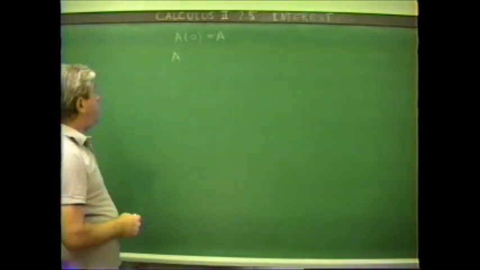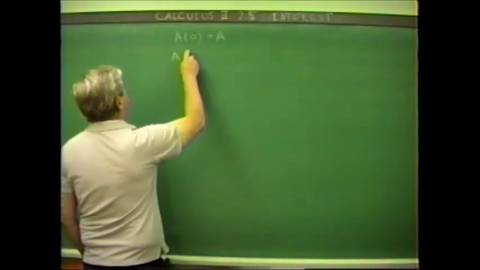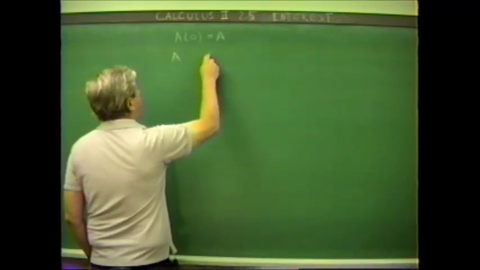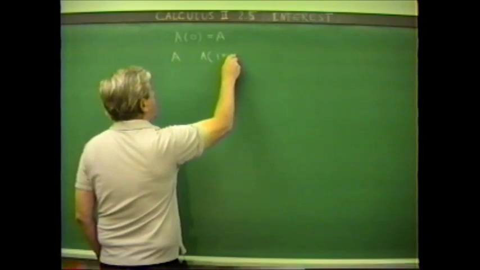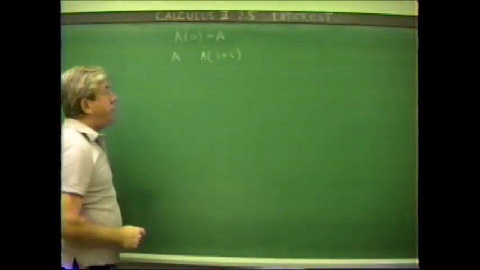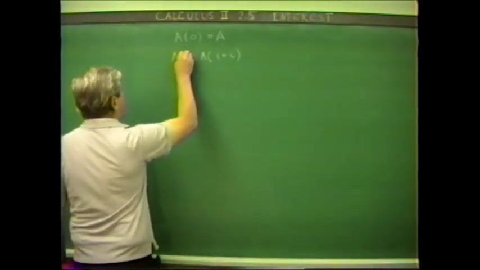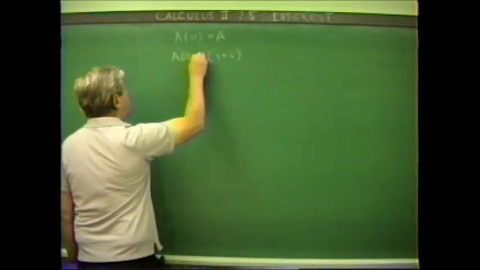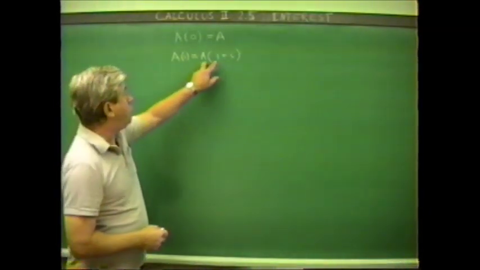If you receive interest on this money at the end of every year, then at the end of the first year, you're going to have A times (1 plus I). That's to say, you have the quantity A, plus you'll also have A times I added to it. So A of 1 year here is going to be equal to the quantity A times (1 plus I).